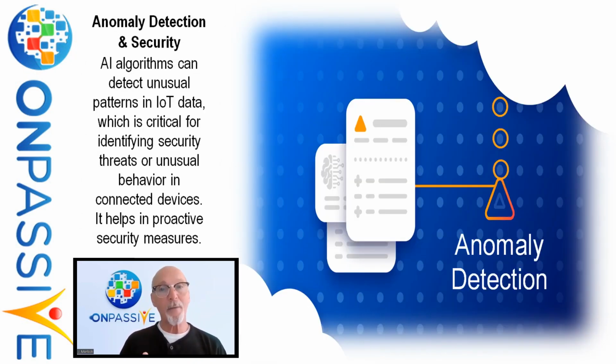There's also anomaly detection and security. AI algorithms can detect unusual patterns in IoT data quickly and a lot better than humans can. And this is critical for identifying security threats or unusual behavior in connected devices. That runs the whole gamut from production all the way through the finances. It helps in proactive security measures. So, I mean, that's huge.